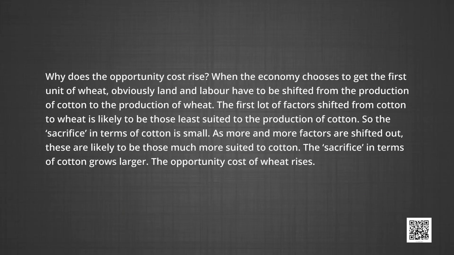When the economy chooses to get the first unit of wheat, obviously land and labor have to be shifted from the production of cotton to the production of wheat. The first lot of factors shifted from cotton to wheat is likely to be those least suited to the production of cotton. So the sacrifice in terms of cotton is only small, it's 1 unit. As more and more factors are shifted out, these are likely to be those much more suited to cotton. The sacrifice in terms of cotton grows larger. The opportunity cost of wheat rises.